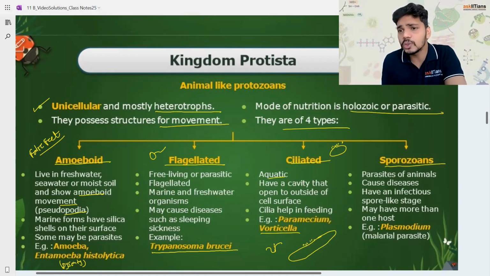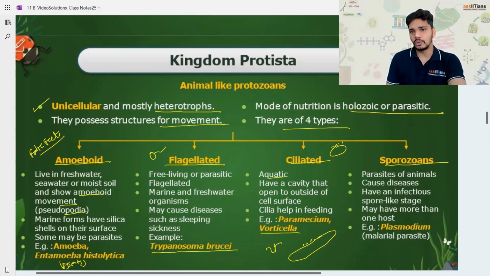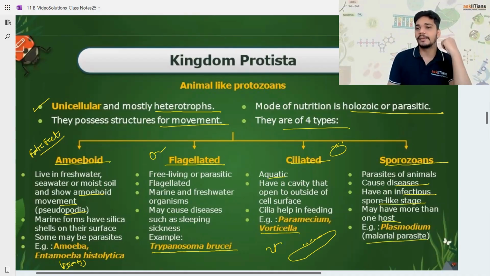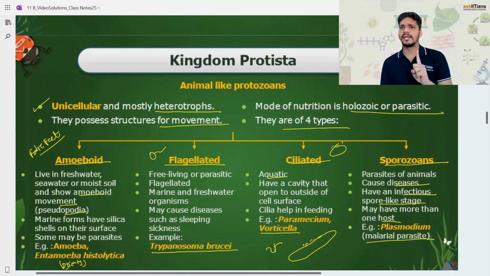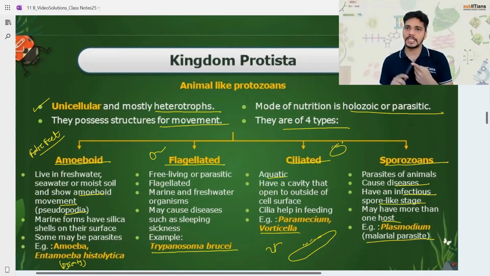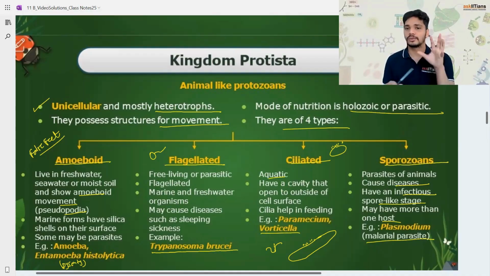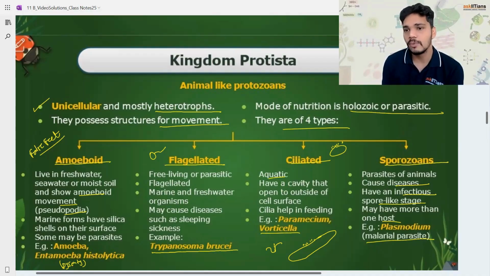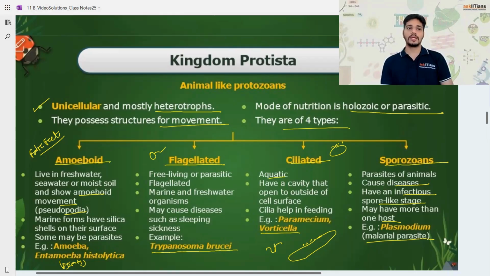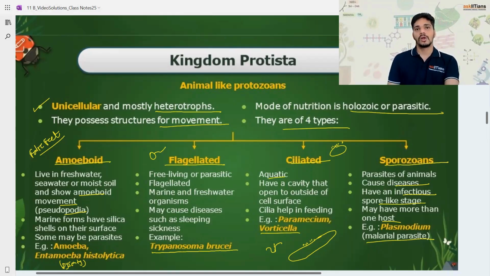Then we have sporozoans. They are parasites of animals and cause disease. They have an infectious spore-like stage and may have more than one host. Plasmodium, the malarial parasite. Malaria is caused by Plasmodium vivax, Plasmodium falciparum, and Plasmodium malariae. So they have more than one host. Okay, this is fine. Got it?